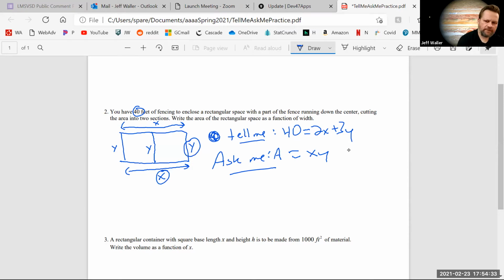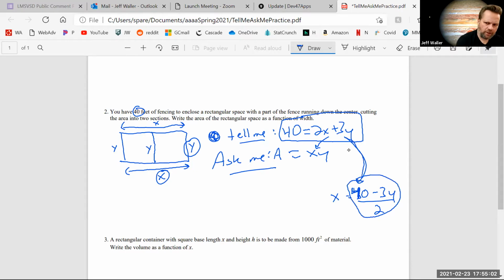So I still do the same thing. I still have to take what they tell me and solve to plug into what they ask me. So I have to solve that for x. If I solve this for x, I'm going to subtract 3y, and then I'm going to divide by 2. Is that cool? And then I take that and use what they tell me in what they ask me.